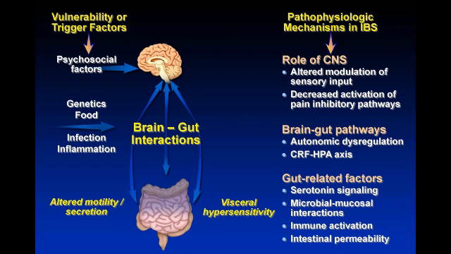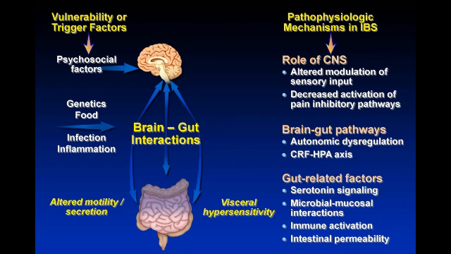And then the brain-gut pathways are not just our sensory or pain inhibitory, pain facilitatory pathways, but we have the autonomic nervous system and the corticotropin releasing factor or the hypothalamic pituitary adrenal axis, and that can help communicate the brain and the gut as well, and that can be dysregulated. In fact, trying to develop treatments to act on that pathway, that has been in place.